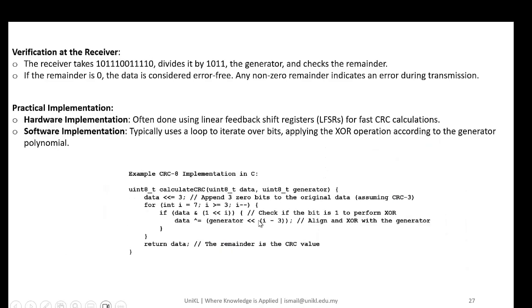When we receive it, we again take all of it and divide it with the same polynomial, 1011. Then it should result in 0. Else the data has an error. So that's an example of the code implemented in C.